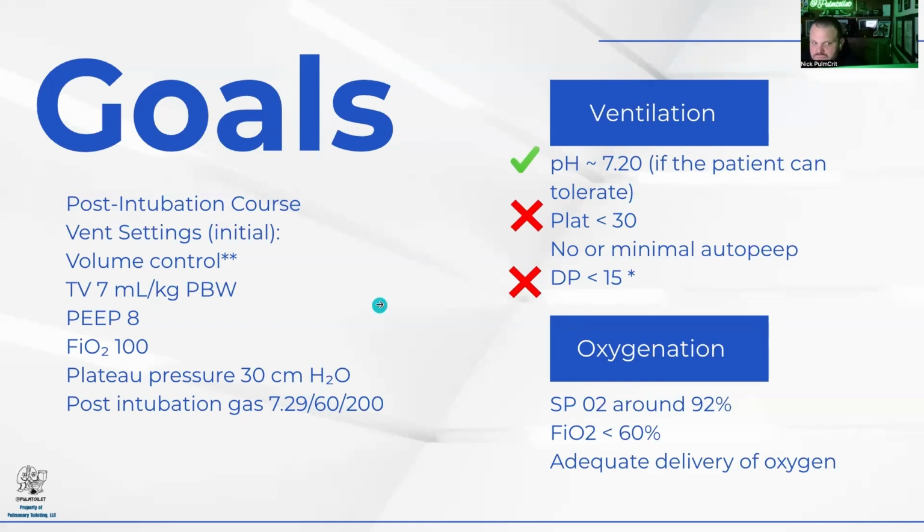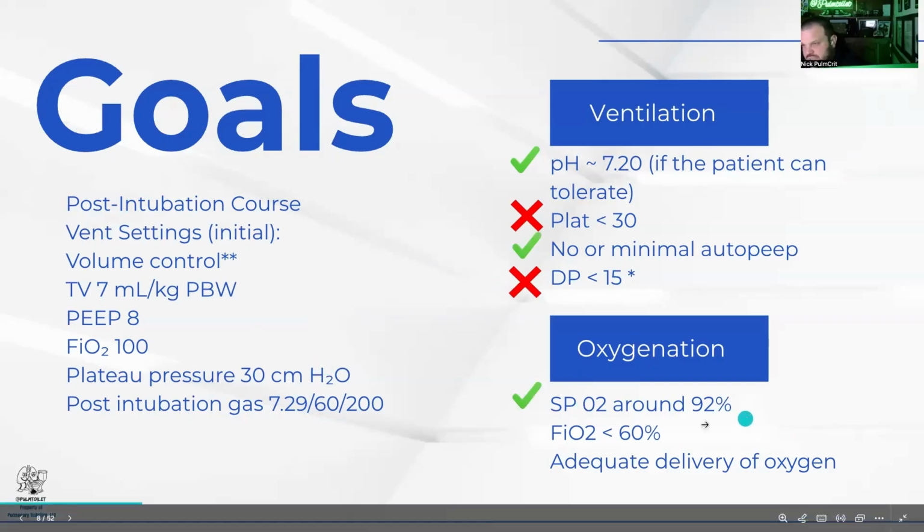So we're hitting our pH goal, right? The pH is 7.29, and I don't pay attention to PCO2, I just pay attention to pH. That's well within goal. He's not on any pressors, so that's going for us. We don't have any auto PEEP, which is nice. His SAT is around 92%. His PaO2 is 200, so his SAT should be like 100.